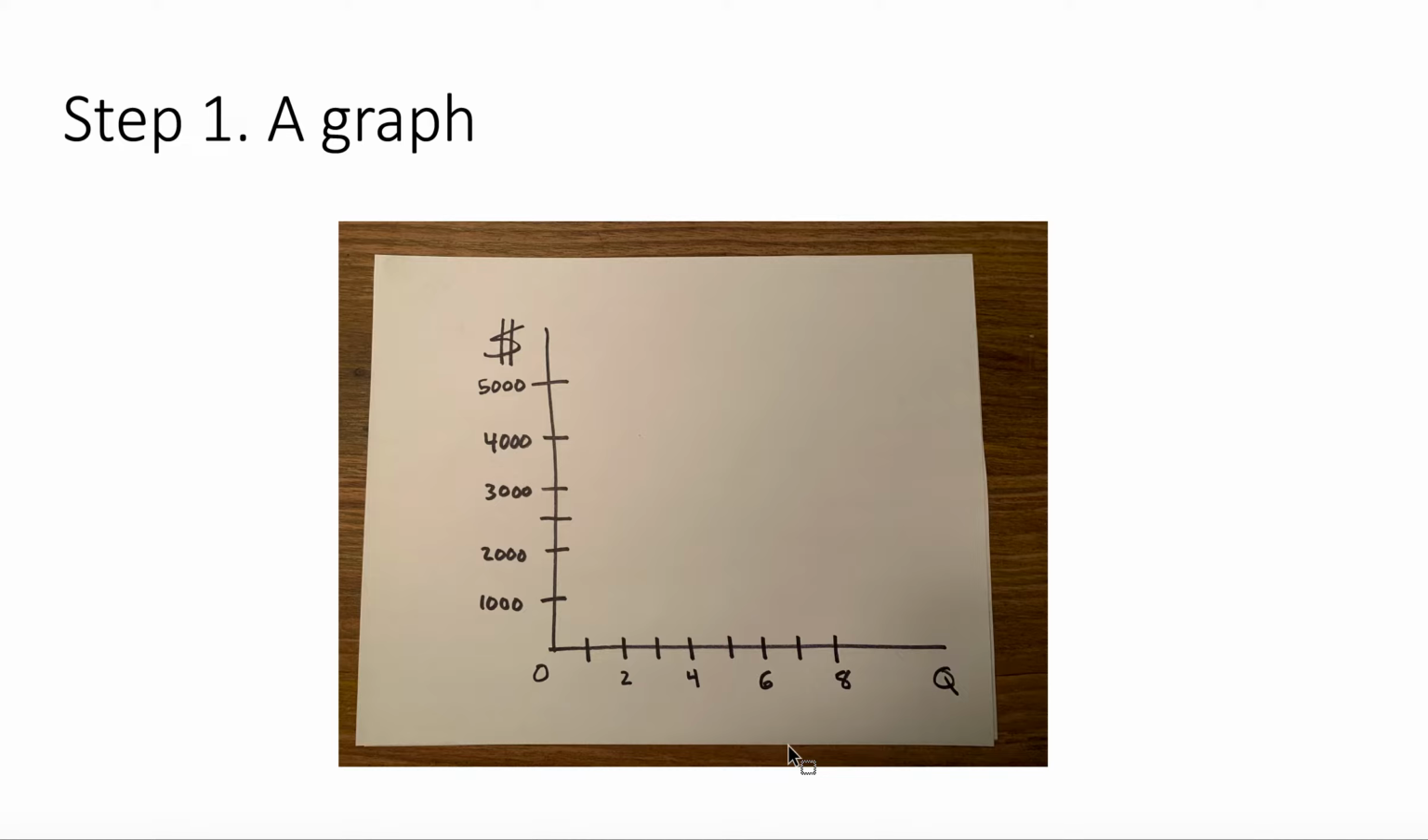All right, so step 1, you have to draw a graph, and you want to put all the relevant values on there. On the horizontal axis, you've got the 8, which represents the buyers and sellers in this market. And on the vertical axis, you've got the price, which ranges from 0 up to 5,000, which was the highest number in both the buyers and the sellers.